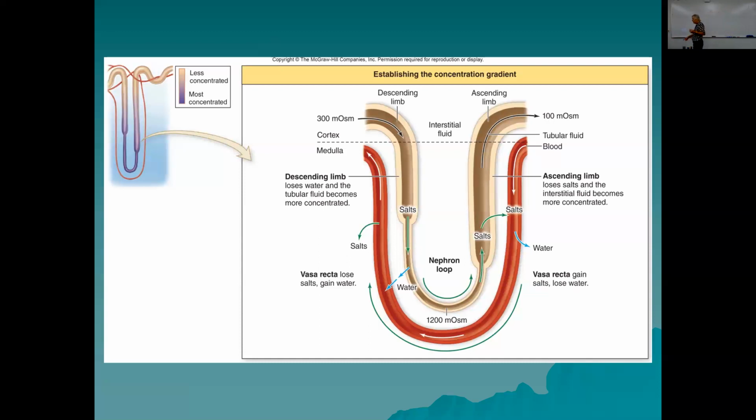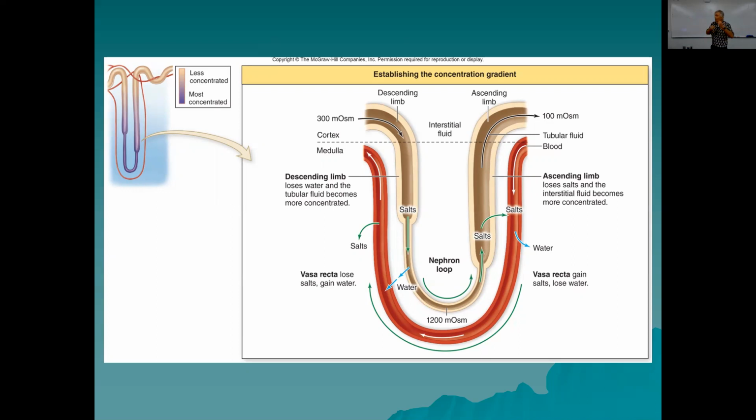And the reason is because on the ascending loop, as I said, salts are actively transported out of the ascending loop. And the unique thing about the ascending loop is it's completely impermeable to water. It's not permeable to water at all. It's the only part, the only cells in your body that are always 100% impermeable to water. Water does not cross that barrier. Only salts do. Salts are actively transported out of the whole ascending loop. And that's where this concentration gradient comes from.